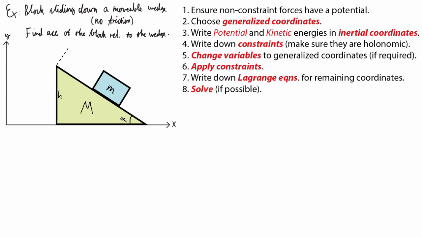Next, we're going to solve this problem using Lagrangian mechanics. So what we have here is a wedge of mass capital M that is resting on a horizontal surface, but can move without friction horizontally. And then we have another block of mass M that can slide without friction also along the hypotenuse of this wedge.